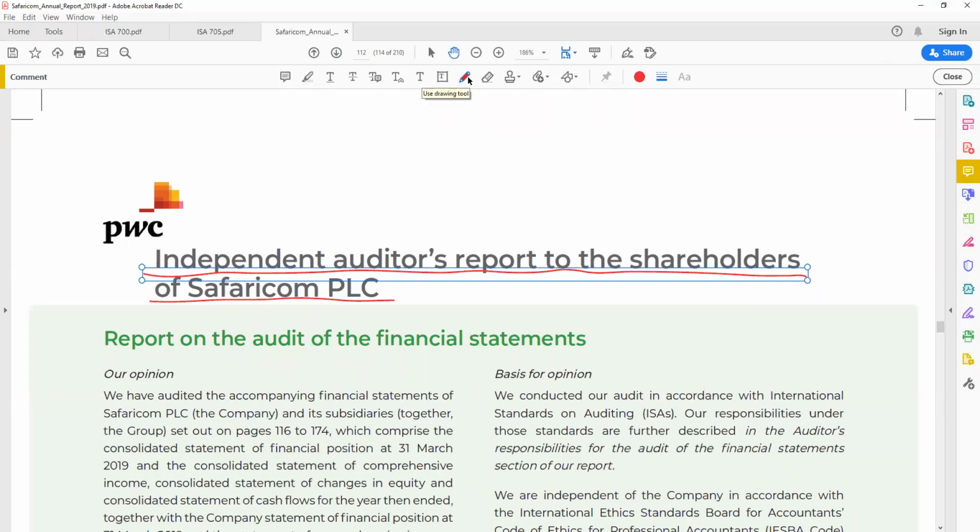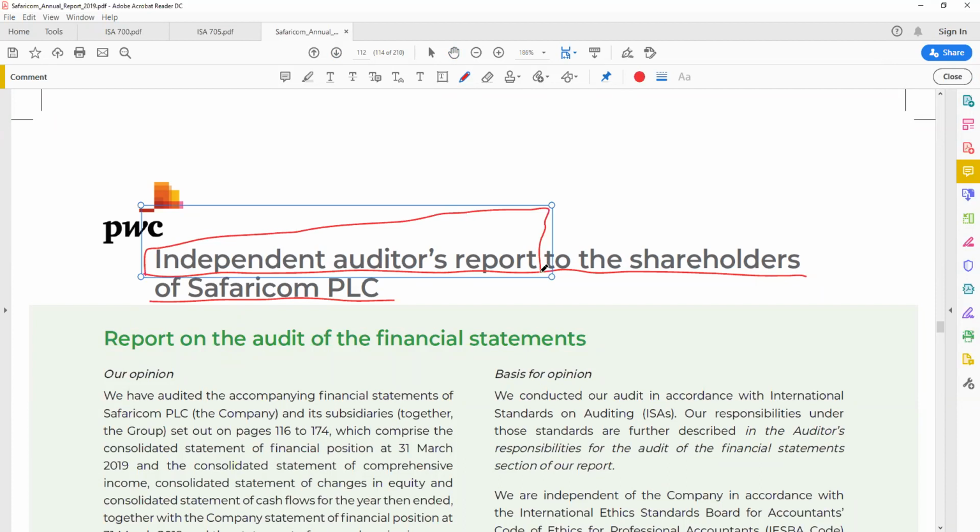This part is the title: the independent auditor's report. That is the title. In the title, you may also have the addressee. You may not always, but it may also have the addressee. Who are you addressing this report to?